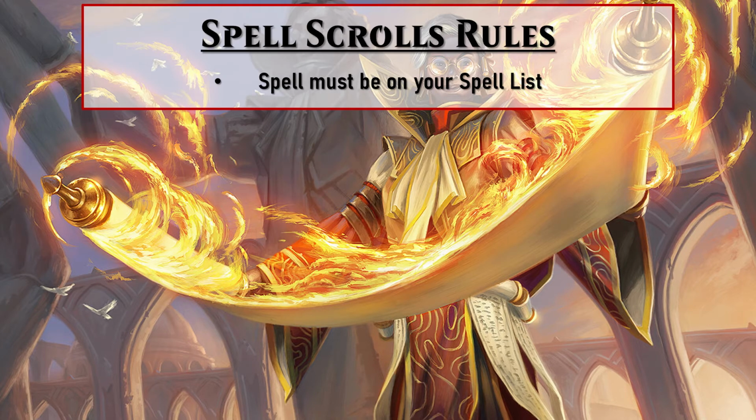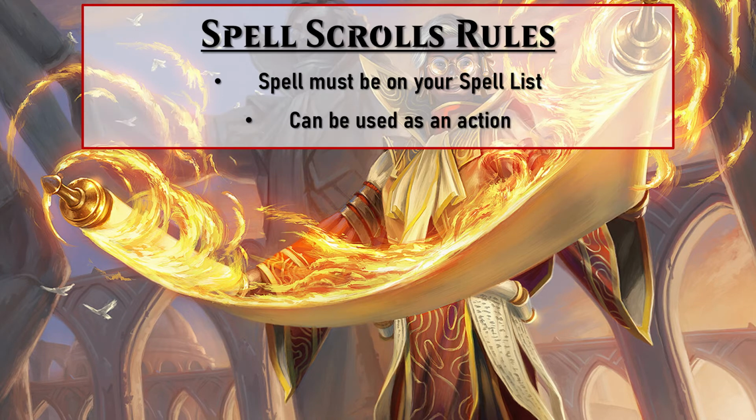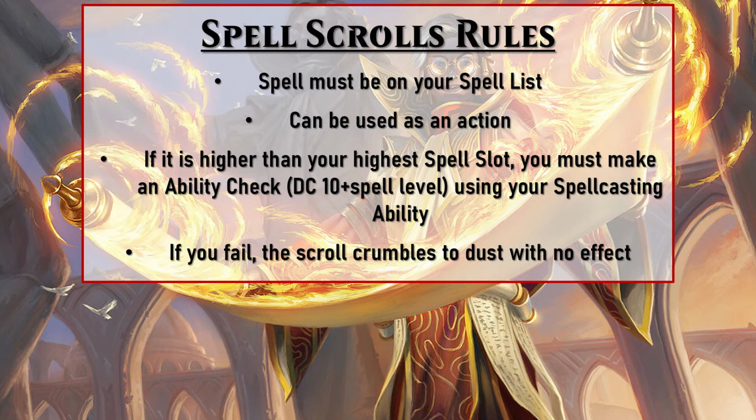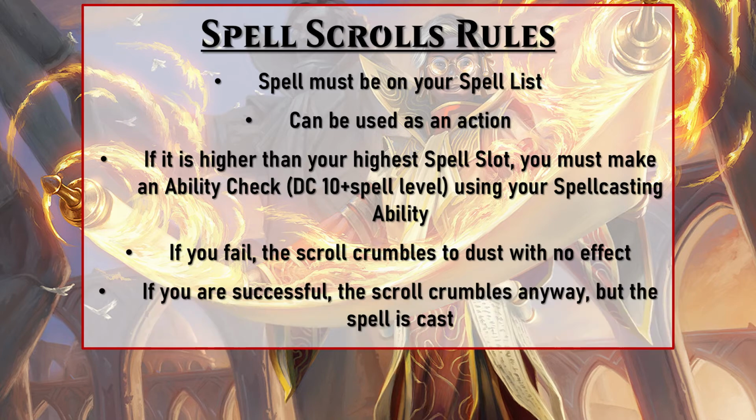As far as the spell scroll rules themselves, they go as follows. If the spell on a spell scroll is on your class's spell list, you can use an action to cast the spell without providing any components. The components were already provided during the crafting of that spell scroll. If it is a higher level than you can normally cast, then you must make an ability check using your spellcasting ability equal to a DC of 10 plus the spell's level. If you fail this check, the words disappear from the spell scroll and it has no effect, thus wasting the spell scroll. After the scroll is successfully used, the words similarly fade and the scroll crumbles to dust.